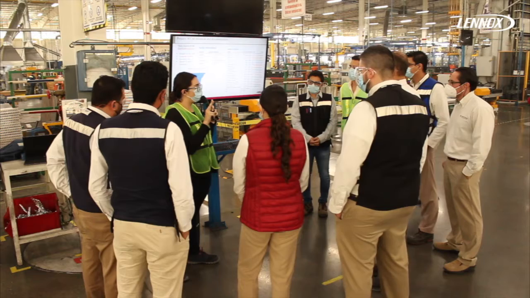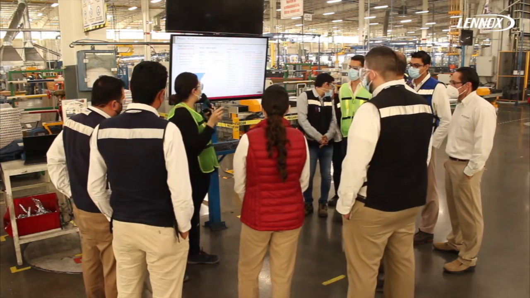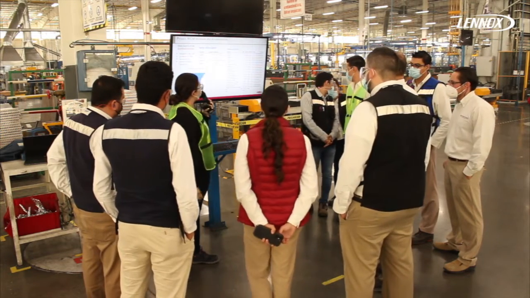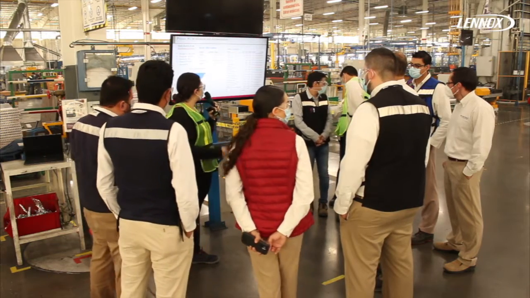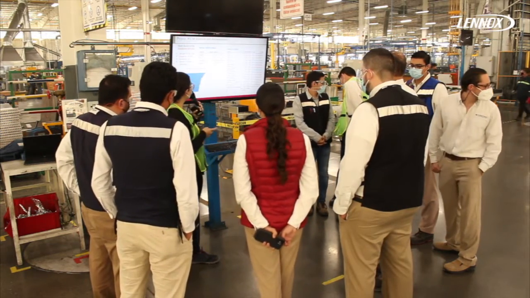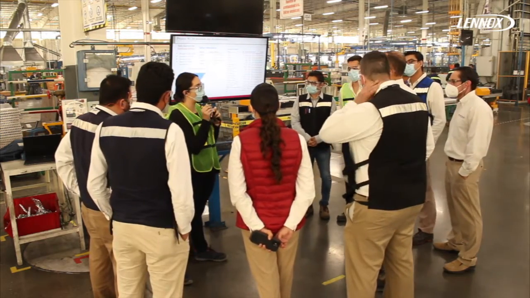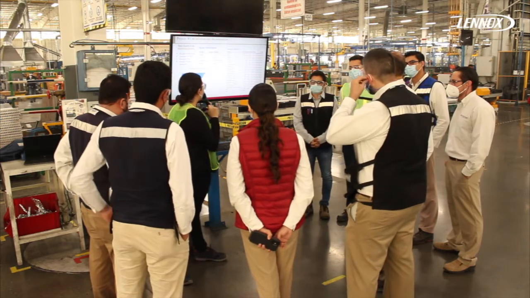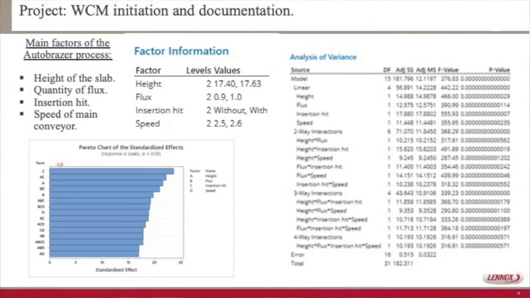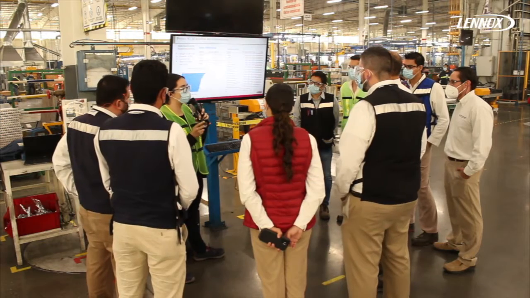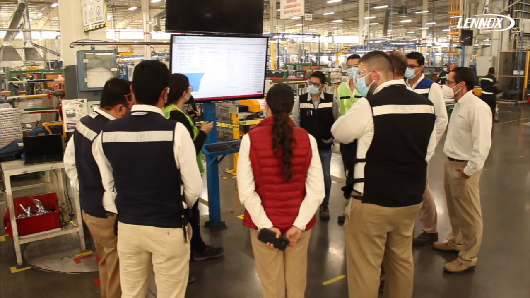First, we started with 2 levels, but we should do it with more levels depending on each of the factors. For the height, we started with 17.4 inches and 17.63. For the quantity of flux, we had 100% filled rings and some that have less, at 19%. This is because if you look at the boxes of the rings, you can see that not all of them are filled, so that's why we included that also. The insertion heat is a discrete variable: you have the heat or you don't have it. And the speed was 2.5 meters per minute and 2.6 meters per minute.